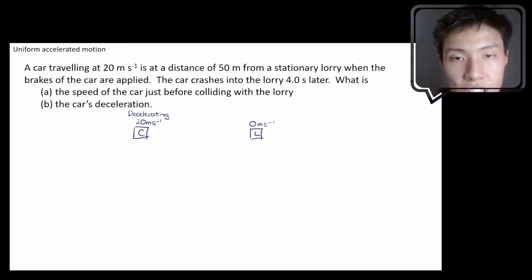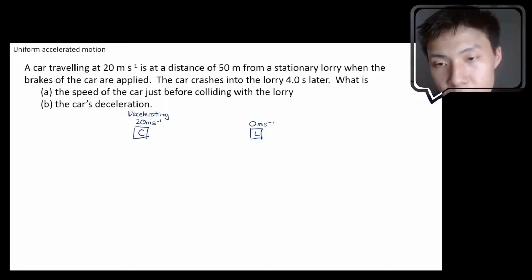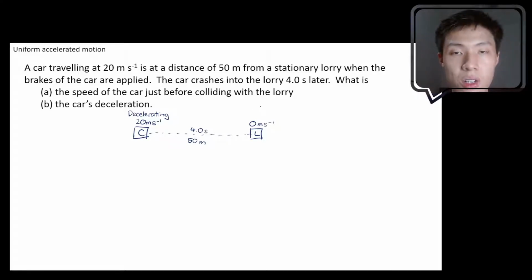The car crashed into the lorry 4 seconds later. When they say that, it means the car will travel this distance here, which is 50 meters, and it will crash within 4 seconds. It will take 4 seconds for this car to move from its initial position until it touched the lorry, and the distance is 50 meters. So I believe that's all the information that you have for now.